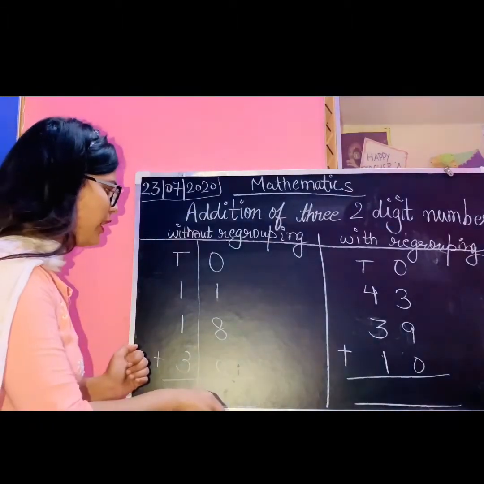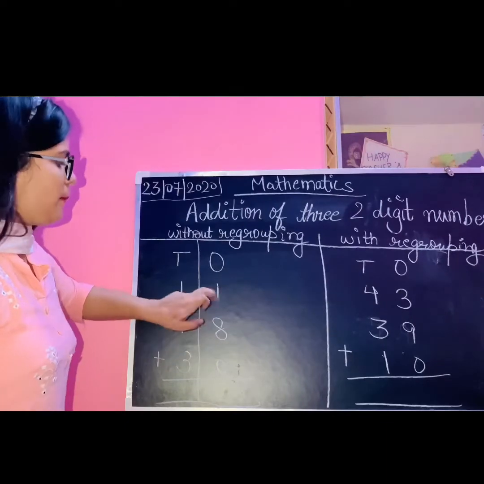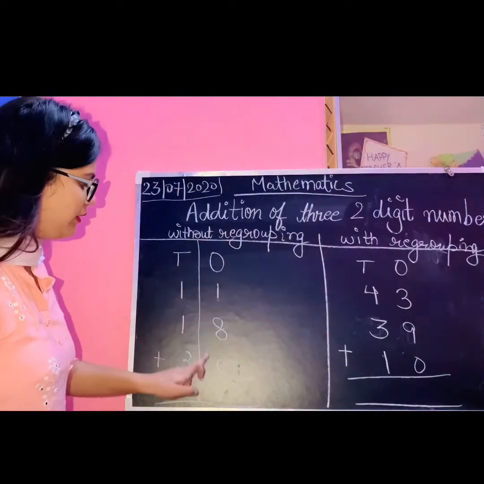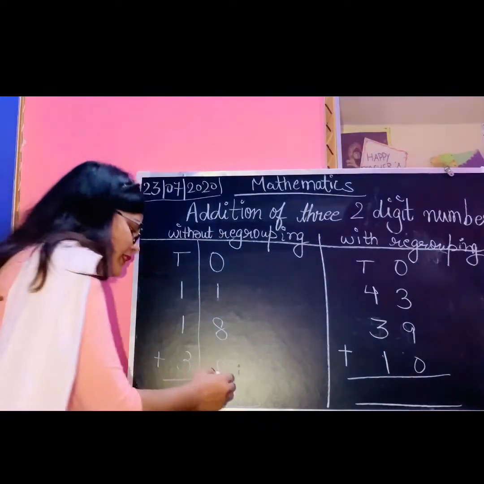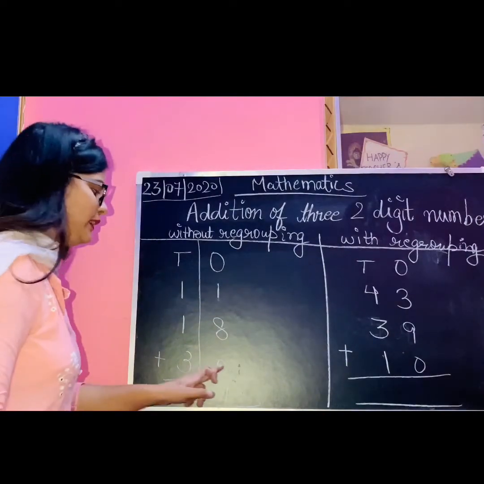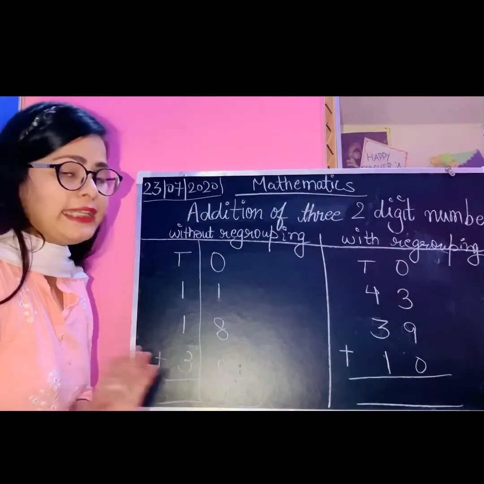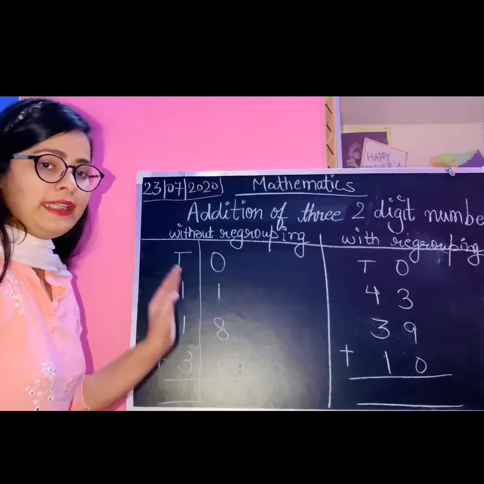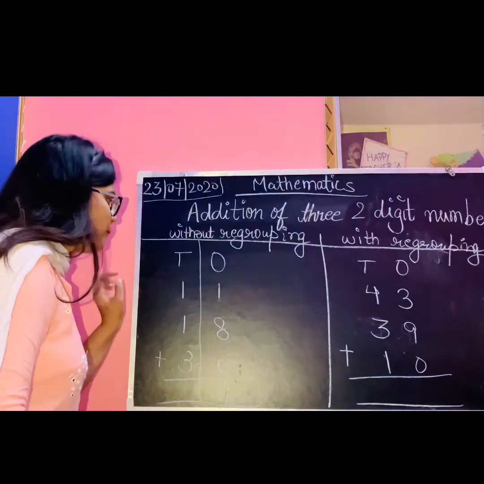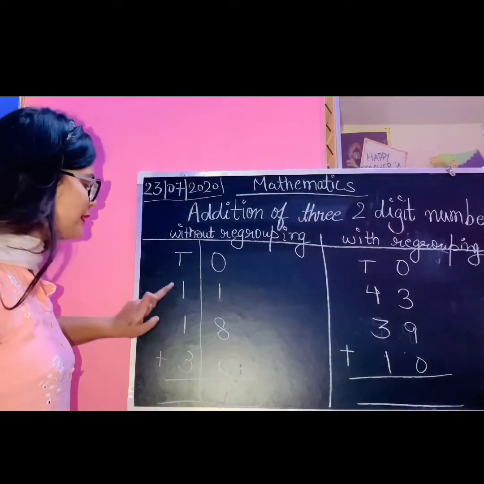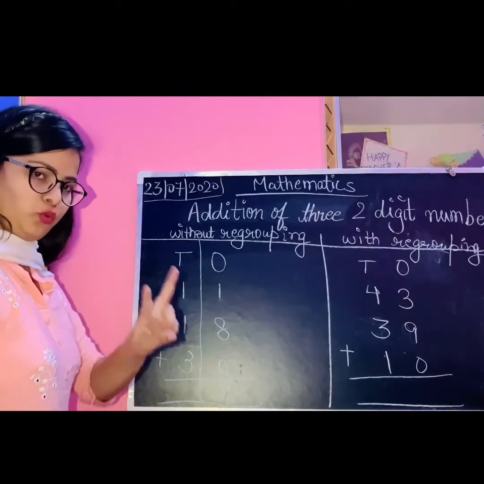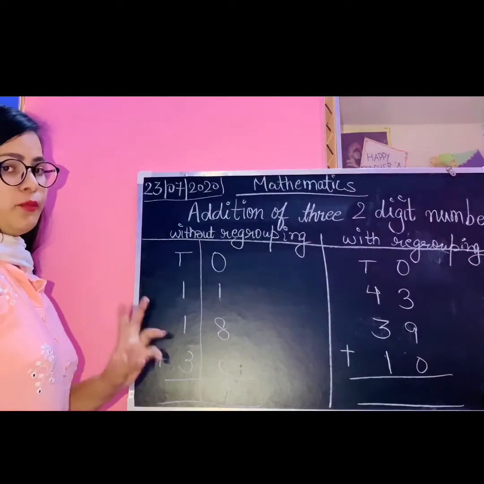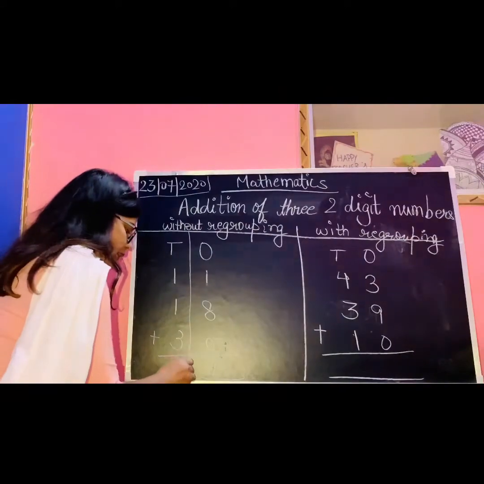Is that clear everyone? So that means 8 plus 1 will be 9, and if I add 0 to 9, answer will be same, that is 9 only. Means when we add 0 to any number, the number will be same always. Okay. Now we will add this tens place. 1 plus 1, 2 plus 3. 2 plus 3 will be 5.